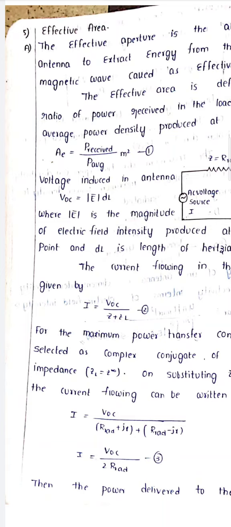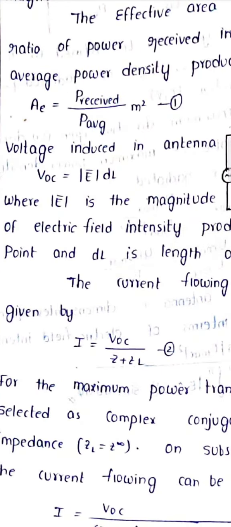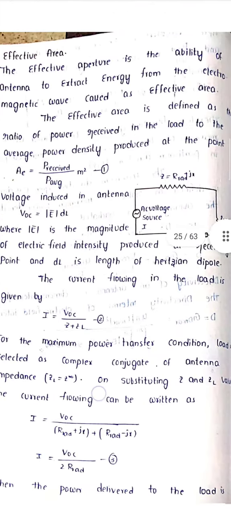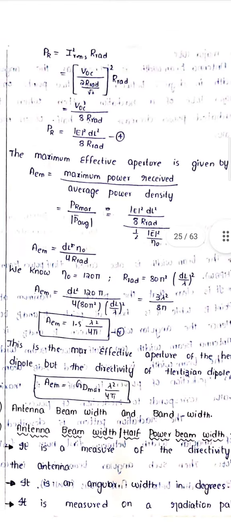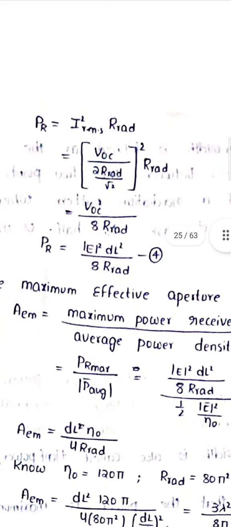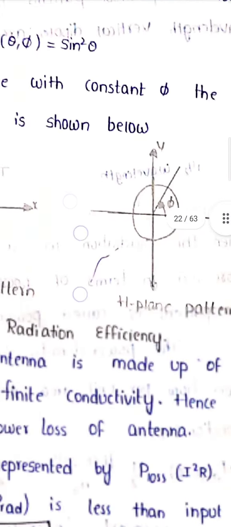Now V_OC is the product of the magnitude of the electric field intensity and the length of the Hertzian dipole dl. Substitute in this expression, so you will get P_R equal to E squared dl squared divided by 4 R radiated.